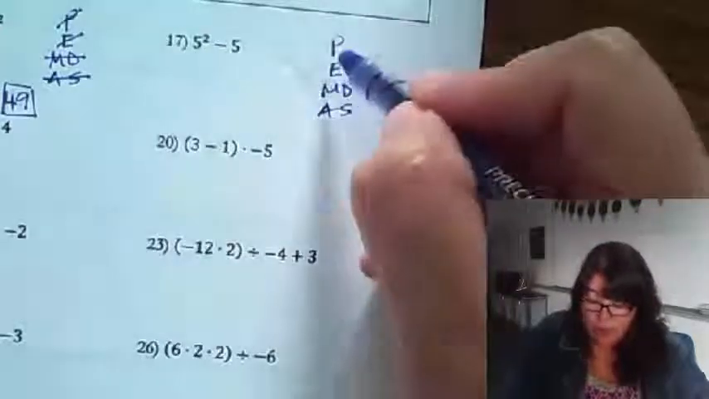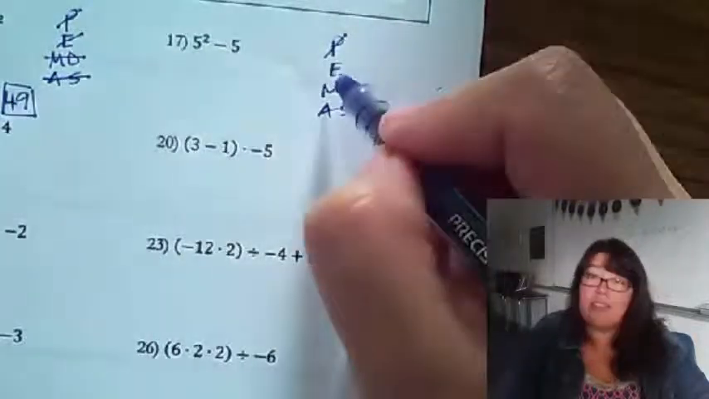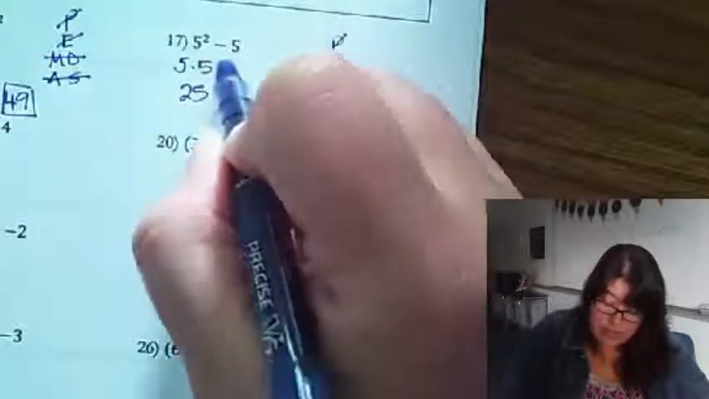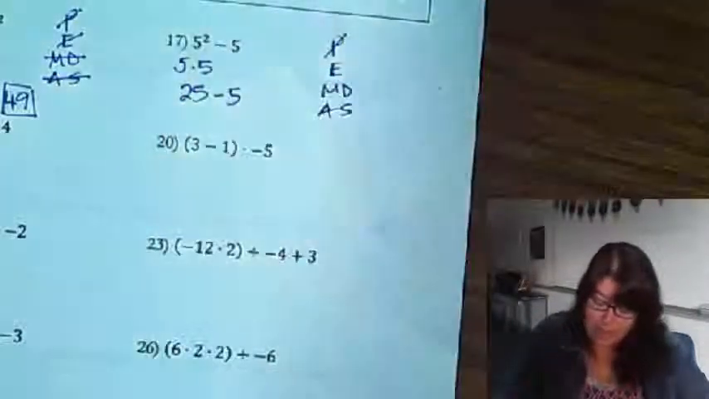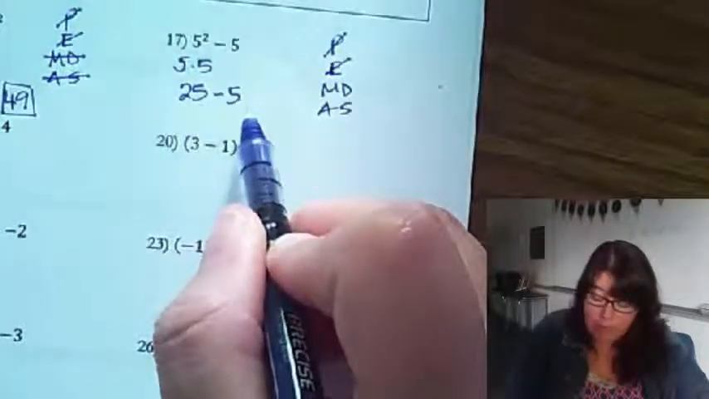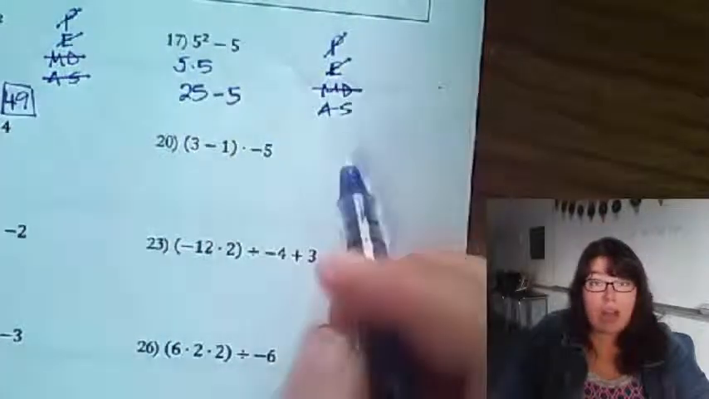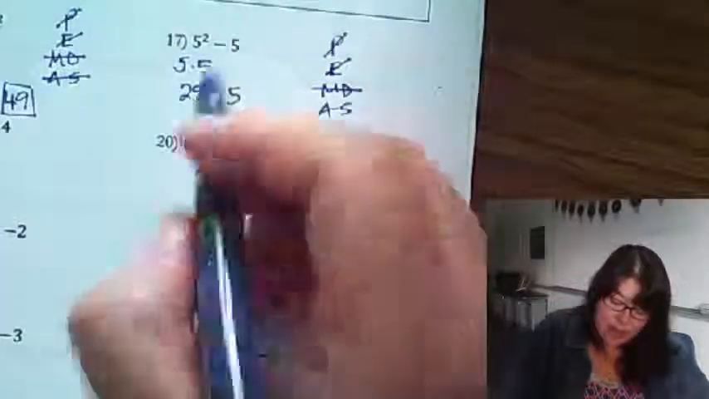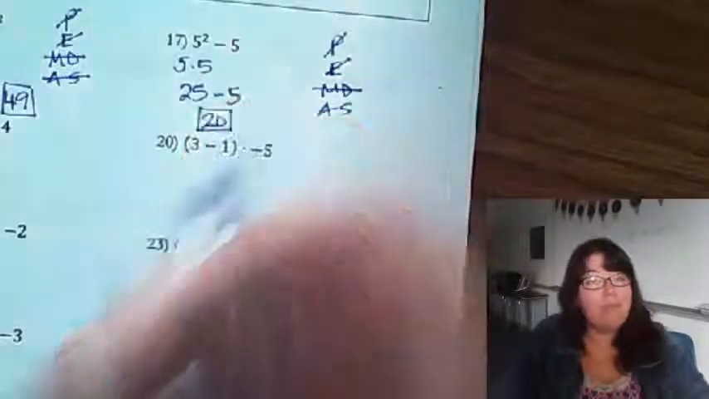Parentheses, we don't have any, so we're good to go there. Exponents, we do have one. We have 5 squared, which means 5 times 5, which is 25. Bring down the rest of my problem. Exponents are done. Do I have any multiplication or division to handle? Nope, I'm good. Any addition or subtraction? Yes. 25 minus 5 is 20. And I'm done.